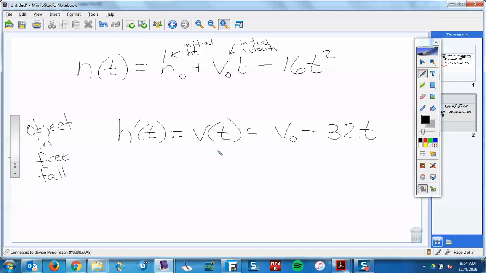But just for an example, if I ask you, so there's 2 equations. How high is the ball after 3 seconds? What are you going to do? Put a 3 in the top equation for t. Okay? How fast is the ball moving after 3 seconds? Put a 3 into the bottom equation. Now, those are the easy ones.